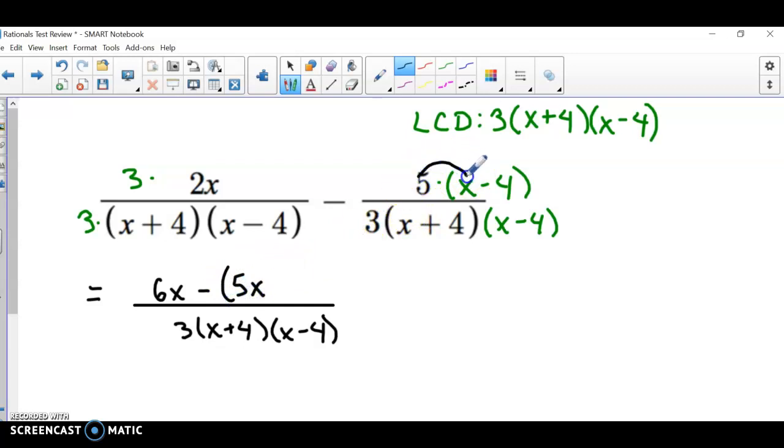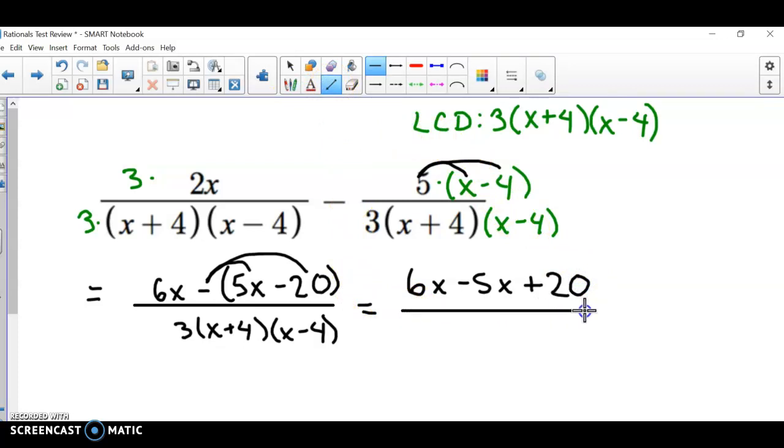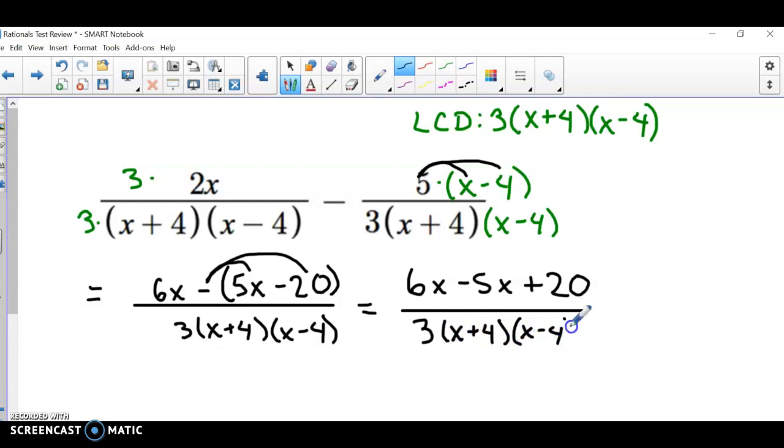And if I distribute this 5 in, I get 5x, 5 times negative 4, negative 20. So I need to distribute this negative in. It's going to change both of our signs. So I'm going to get 6x minus 5x plus 20 now. Just remember to keep track of those signs. Over, still my least common denominator is here on the bottom, 3 times (x plus 4)(x minus 4).